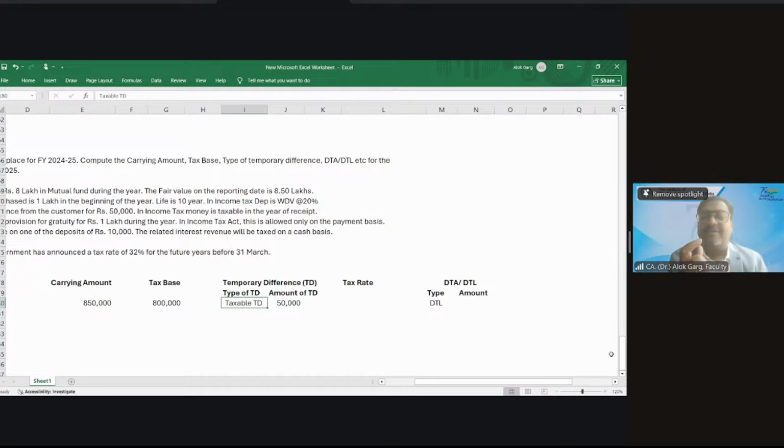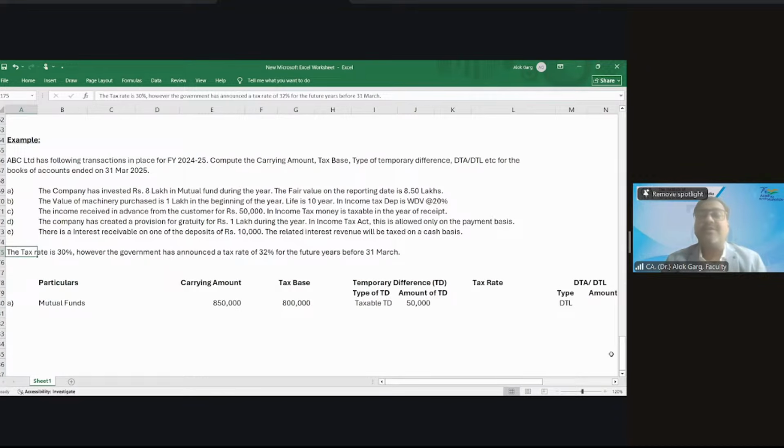Technically speaking, if it is a taxable temporary difference, then there is a deferred tax liability. It means when you sell this mutual fund, if you have a gain of 50,000 rupees, you have to pay the taxes in future. Is this clear to everyone or not? Please tell me. Now, tax rate: which tax rate should I apply? Tax rate is 30%.